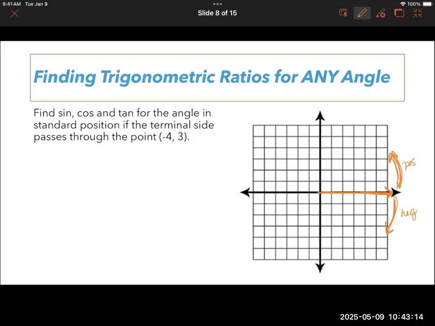Okay. Now here we don't know information about the angle. What we know is that the terminal side, so where the other ray for this angle is going to stop, goes through the point (-4, 3). So it's going to go through this point right here. That means that this angle has rotated in this direction. We're going to assume the smaller distance. And our terminal side now is going to go through this point.